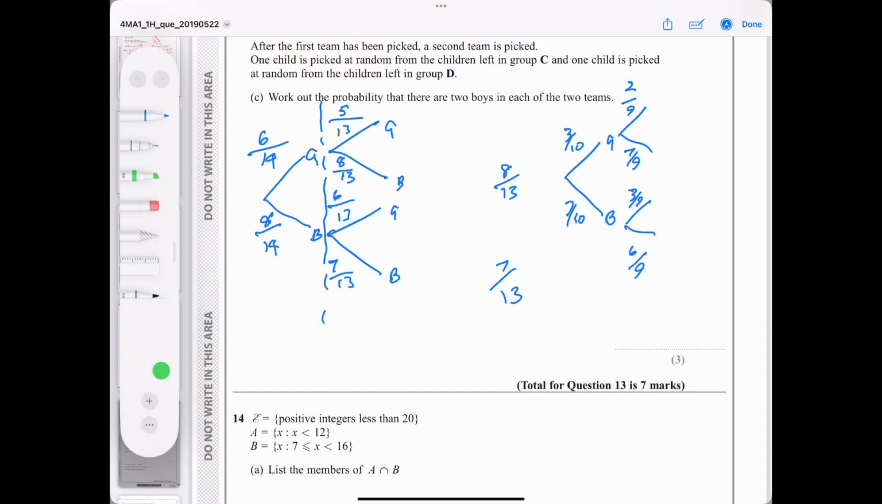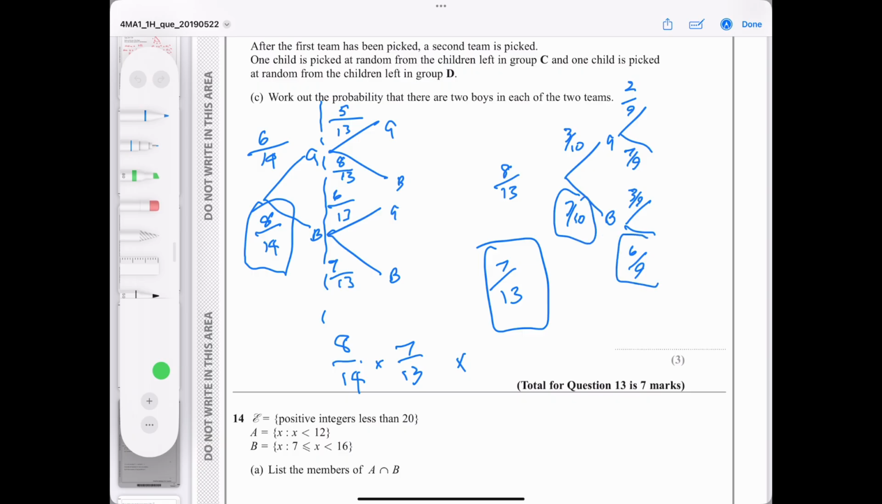Okay, so what we have is 8 over 14 times 7 over 13. And then we take that answer and times it by 7 over 10 times 6 over 9, because we're following the two boys' routes. And if we times those together, we get 28 over 195.